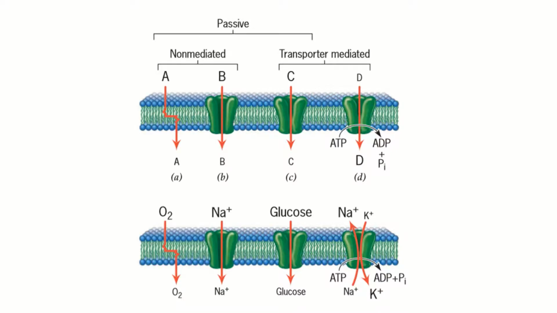So A, B, and C here are passive, okay, because they don't require any additional effort from the cell to happen. The cell doesn't need to expend ATP in order for them to happen. And the movement of the particles is always down the concentration gradient, from higher concentration to lower concentration, while D is actually active transport because the cell has to expend ATP in order to move a particle against its concentration gradient.